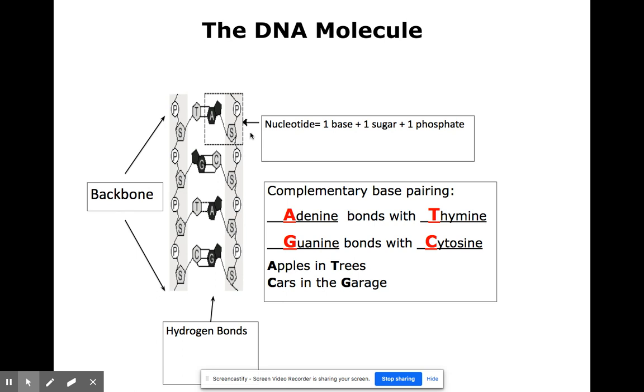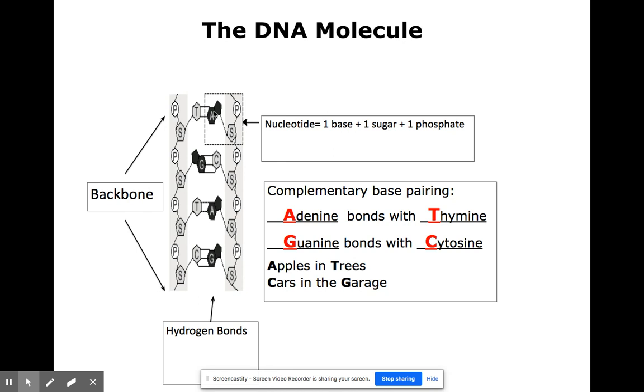And the nucleotide has three different parts. It has a base, a sugar, and a phosphate group. You'll notice that the sides of the ladder, or the backbone, are made up of alternating phosphate and sugar molecules. You'll also notice that on the inside of the ladder, where the rungs would be located, you'll find your bases.